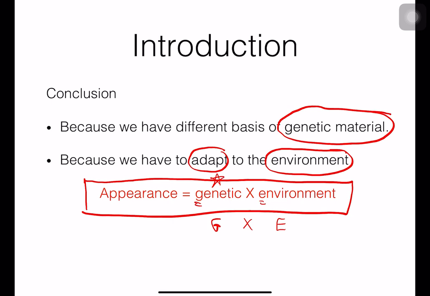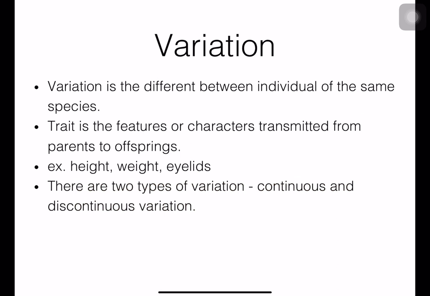Okay, but before we learn about genetics, we will have another word. It is variation, or in Thai we call การแปรผัน, or even การแปรผันทางพันธุกรรม. This is the word in Thai.